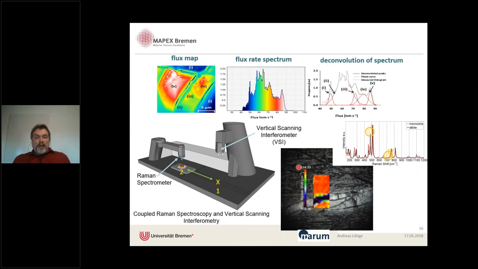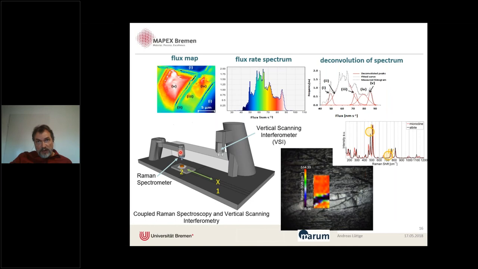At this point, we thought to bring in the Raman spectroscopy. So we combine a vertical scanning interferometer, in this case a Bruker GT system, with a Renishaw spectrometer that is equipped with two laser systems. One that we used here is a 532 nanometer green laser.